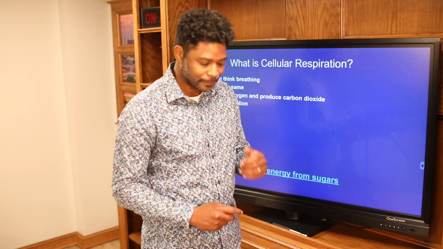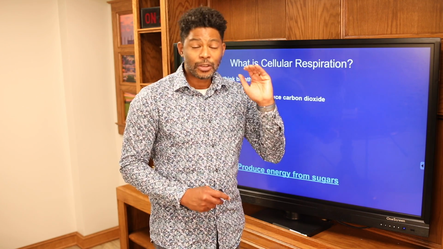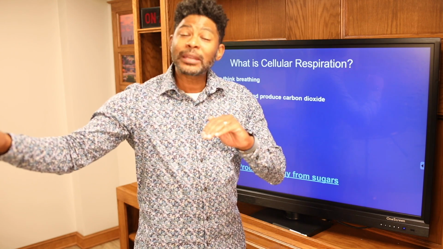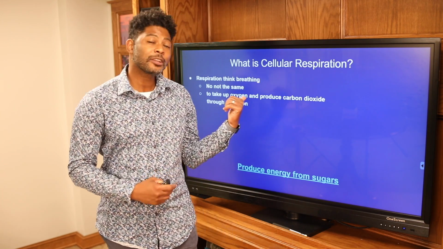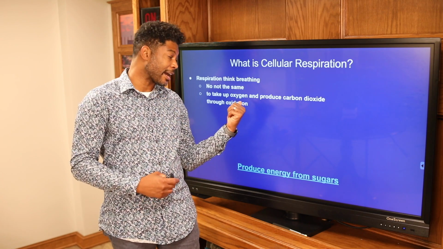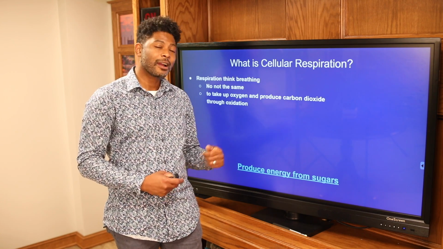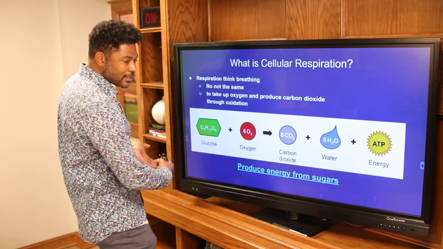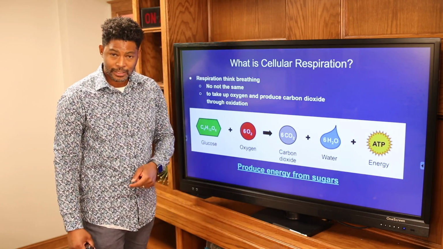Think of it this way. Oxygen goes in, carbon dioxide comes out. But in the process, you make energy. That's what respiration is about. So when we go through cellular respiration, notice two things have to occur. Oxygen has to go in, and carbon dioxide has to come out. Now, this is the equation for cellular respiration.